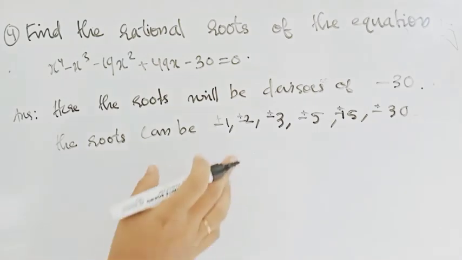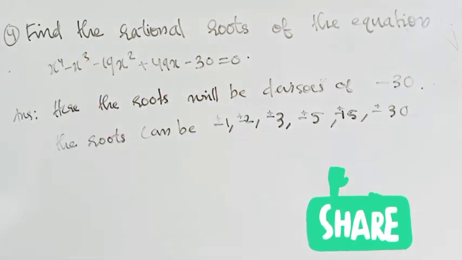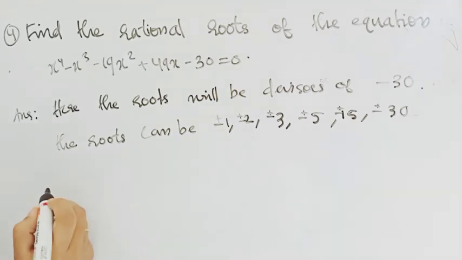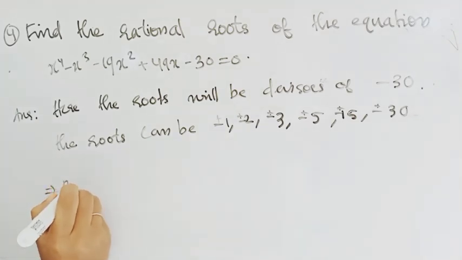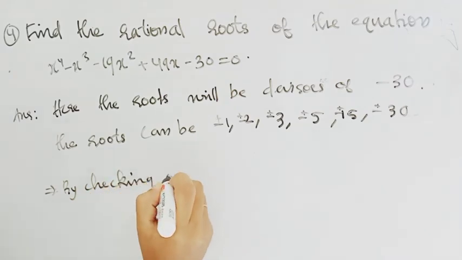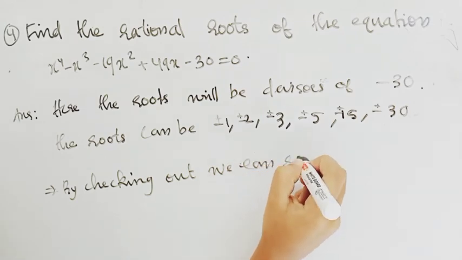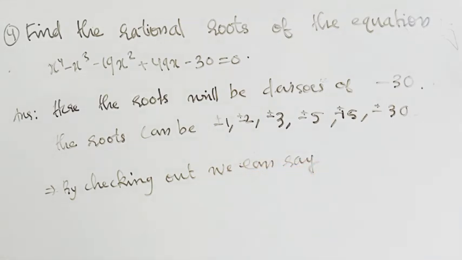So we can check which of these are satisfying our given equation. Okay, so by checking out, we can say that 1, 2, 3 and minus 5 are roots.